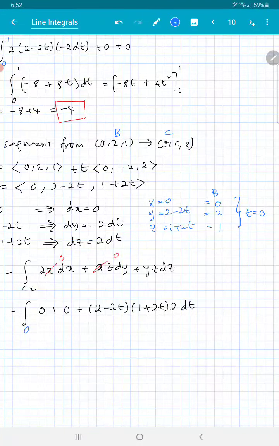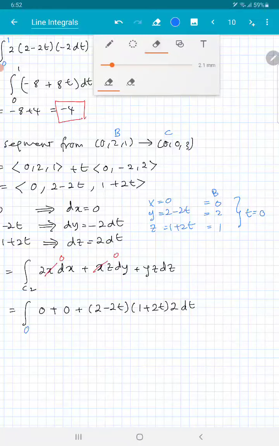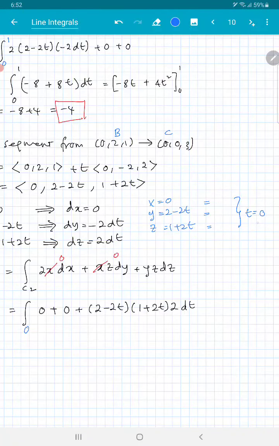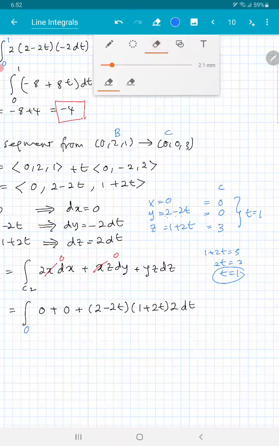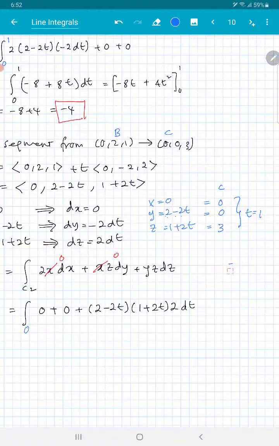And now to get the value of t at the destination point, which is C, I'm going to use the same space. Right now at point C, the x coordinate is 0, the y coordinate is 0, and the z coordinate is 3. So from here you can see that we have 1 plus 2t is 3. Definitely 2t here is 2, t is 1. Okay, and you can check it for the y coordinate. We have 2 minus 2 times 1, which is 2 minus 2, which is 0. And you can see that the value of t is 1. So at point C, the value of t is 1.